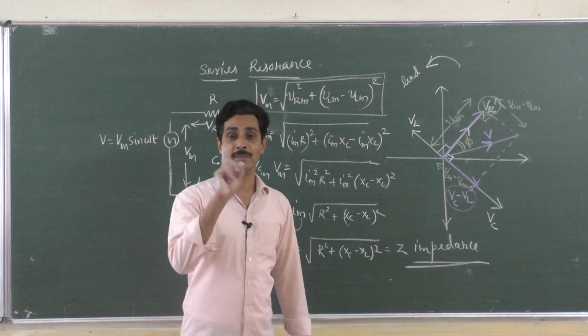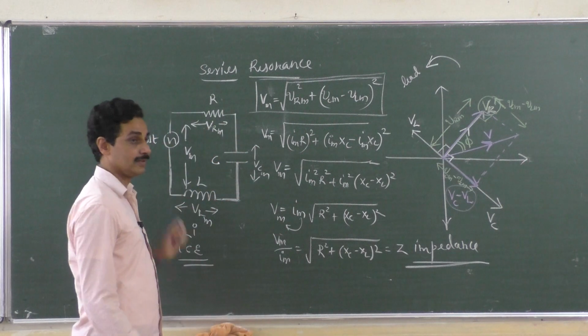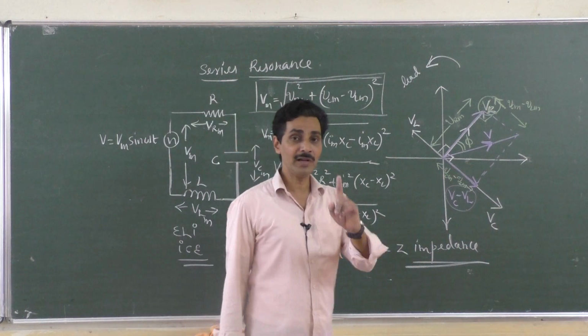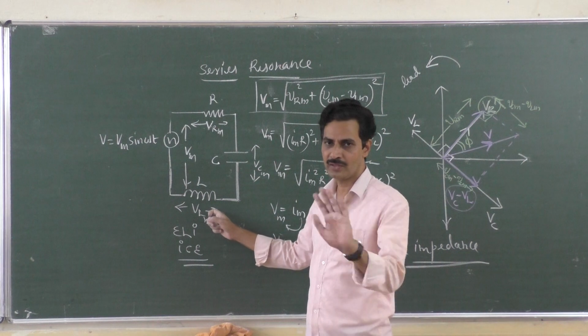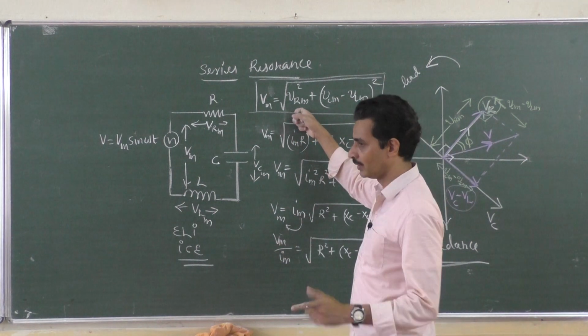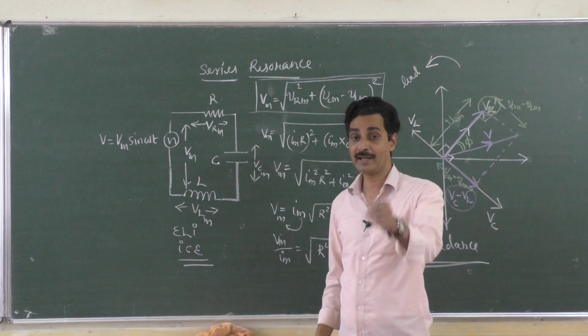But remember, impedance is not equal to R plus XL plus XC. We got another problem here too. Total voltage is not equal to Vrm plus VLm plus VCm. It is not equal to the addition of the voltages. Total voltage is equal to square root of Vrm square, the voltage across the resistor square, plus Vcm minus VLm whole square.